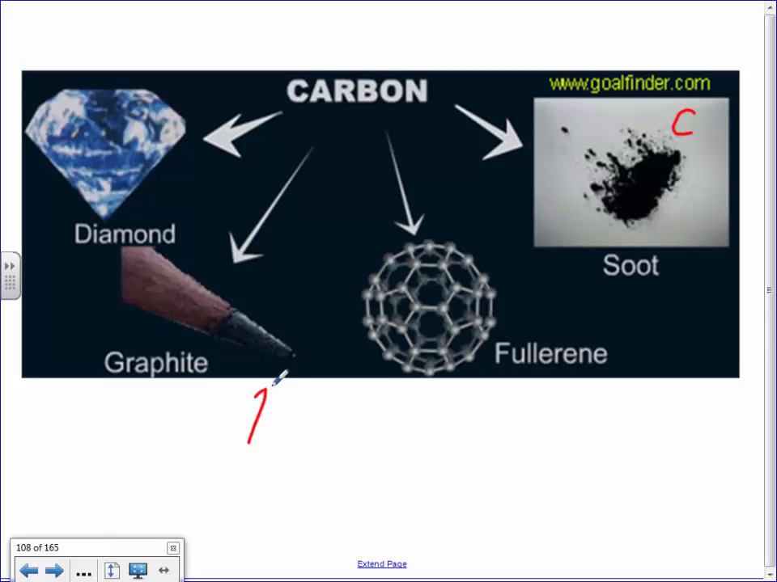Carbon can actually be used to make pencil lead, which we call graphite. And I don't recall exactly which allotrope it is, but I want to think that this is carbon 4, because I believe carbon can come together in groups of 4. In this example right here, it's just a dust. But if it comes together in groups of 4, it's graphite.